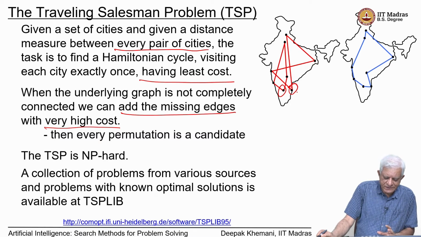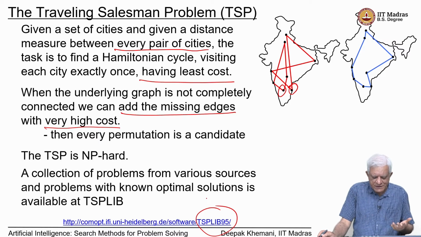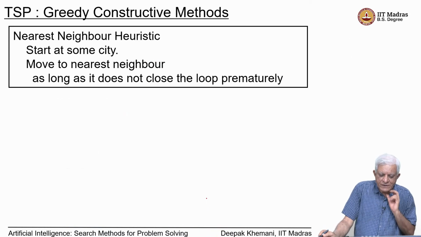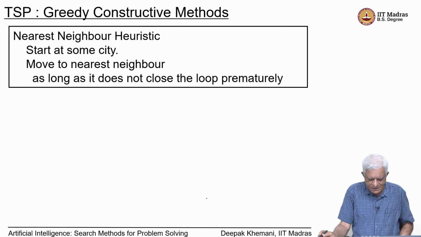Now, if you go to this website TSPLIB, they have a collection of problems which they have got together from various sources, and some of them are like real world problems. How can we solve the TSP? First, let us look at greedy constructive methods. The simplest is the nearest neighbor heuristic. It says that start at some city and move to the nearest neighbor, as long as it does not close the loop prematurely. We will see this in a moment.